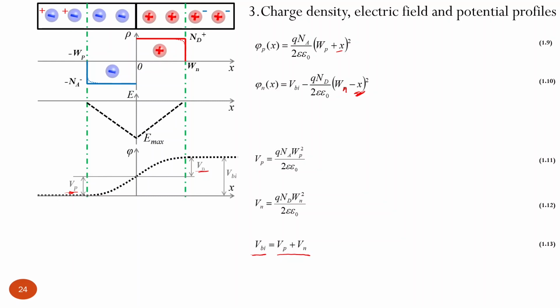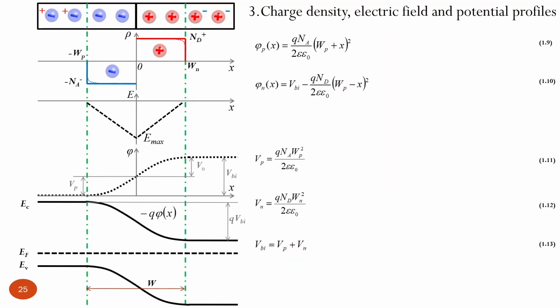So now, based on this step function electric space charge distribution, we have the electric field distribution and the electrostatic potential distribution. Obviously, our next step is that we can draw the correct band diagram of a p-n junction. So this will look like shown here in the bottom of this figure.